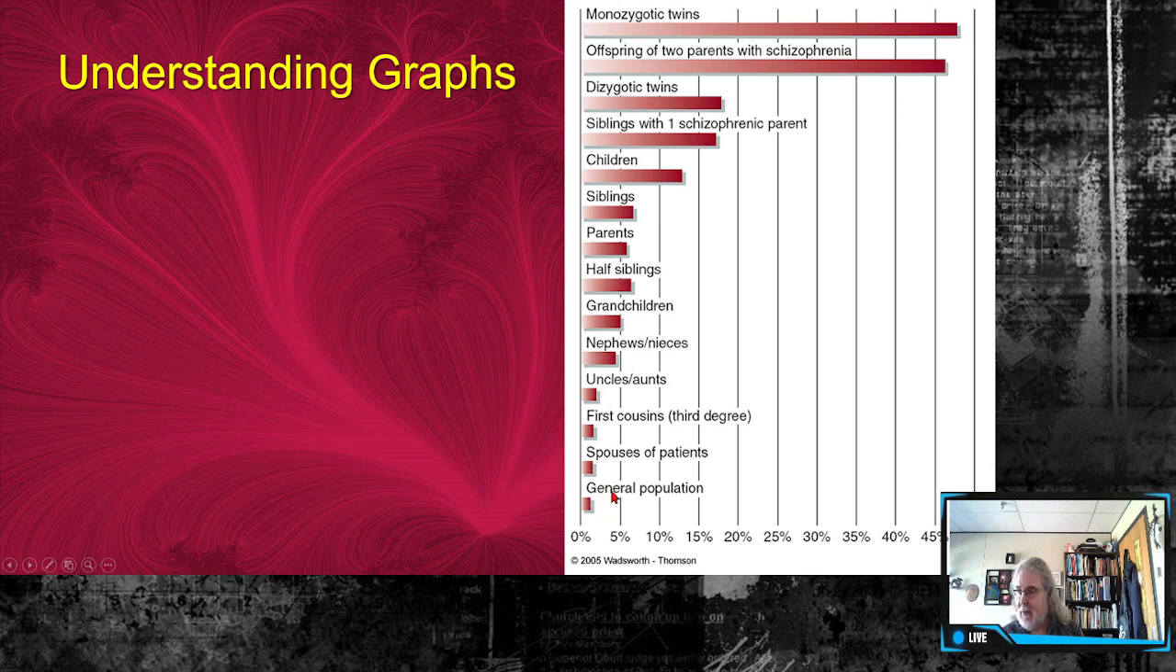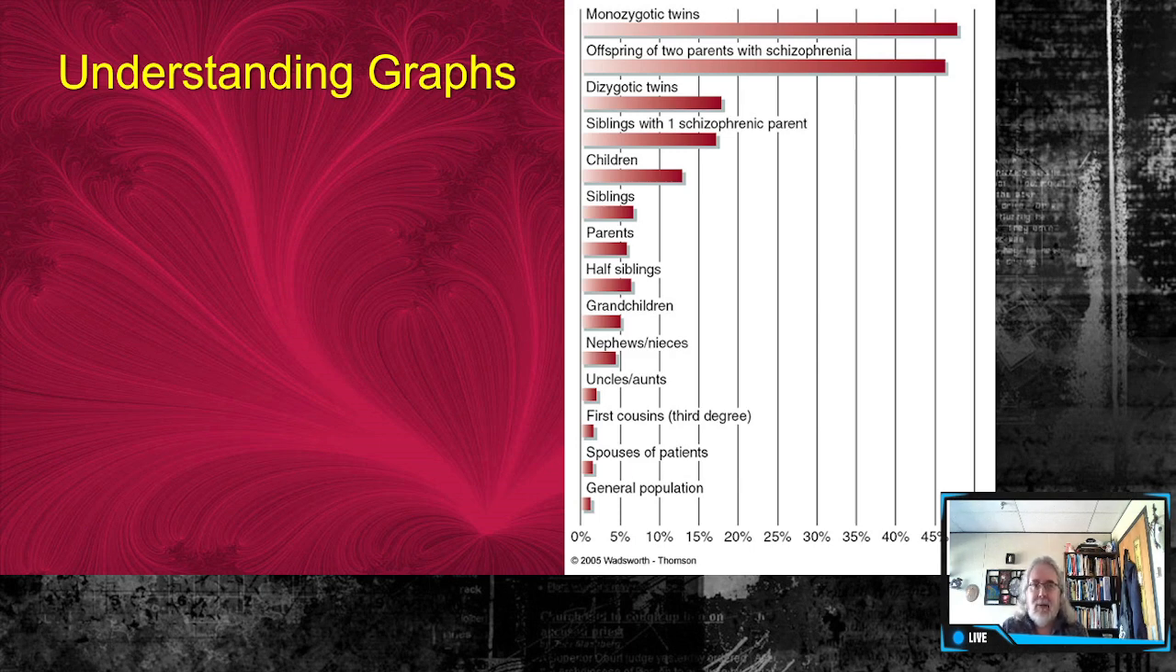Down the very bottom of the graph, we see the general population. So we can see that the chance of having schizophrenia in the general population is maybe around 2%. So it's very small. But as we go up this chart, we see that the more DNA you share with somebody else, the more likely you are to have it. So it does suggest that genetics does play a role.